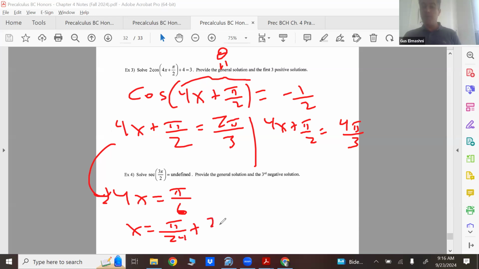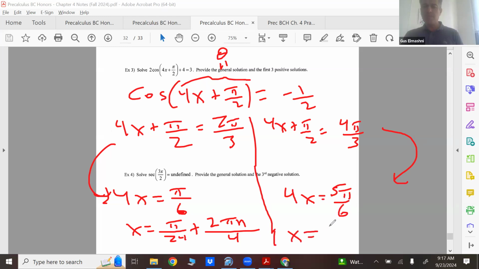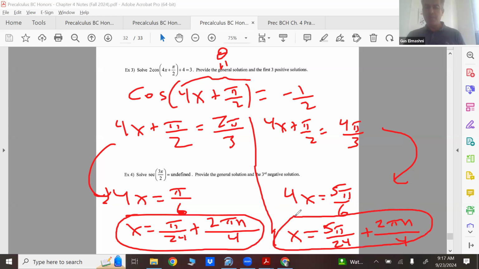But you gotta write plus 2 pi n over 4. You're always going to do divided by whatever the b value is to guarantee that you get all those possibilities. And in here, a pi over 6, 5 pi over 6. I mean, you should reduce the 2 pi n over 4 to pi n over 2, but it's okay. You can leave it like that. So those are my general solutions. I'm pretty consistent here, guys, right? And then to find the first 3 positive solutions, obviously pi over 24 and 5 pi over 24, and then pi over 24 plus 2 pi n over 4.